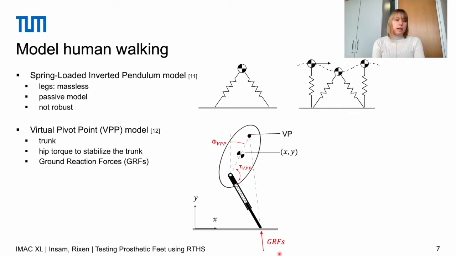It is supposed that this virtual pendulum principle stabilizes the trunk and therefore human walking. In the VPP model, this virtual pendulum principle is implemented by using an additional hip torque, which is here denoted with tau VPP.